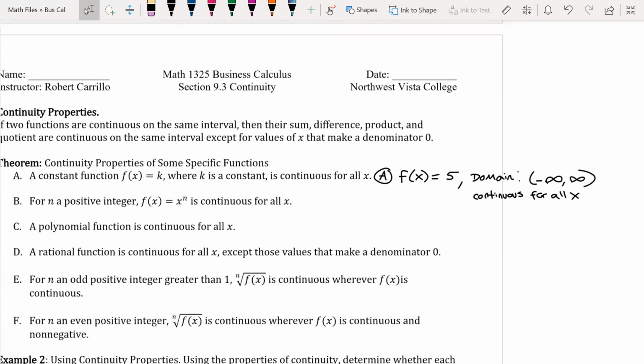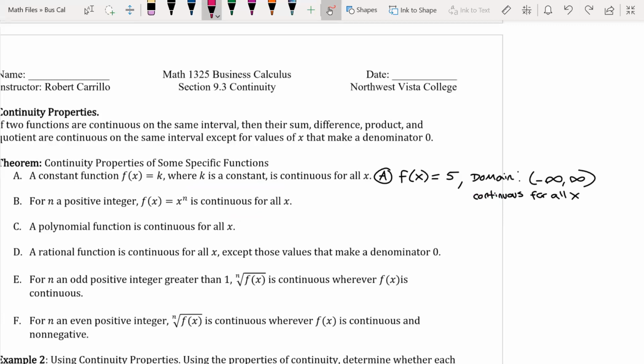Now, property B. For n a positive integer, f of x equals x to the power of n is continuous for all x. Let's get some basic definitions out of the way. First off, a positive integer. An integer is a whole number, from negative infinity to infinity. But this one says it wants positive integers. So a positive integer is a set of whole numbers from 1 to infinity. This means that if we are given a function that has a positive integer as an exponent, or as a degree or as a power, it will be continuous for all x. It would share the same domain as A.